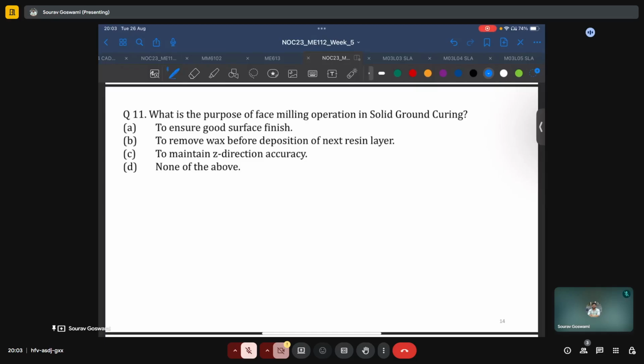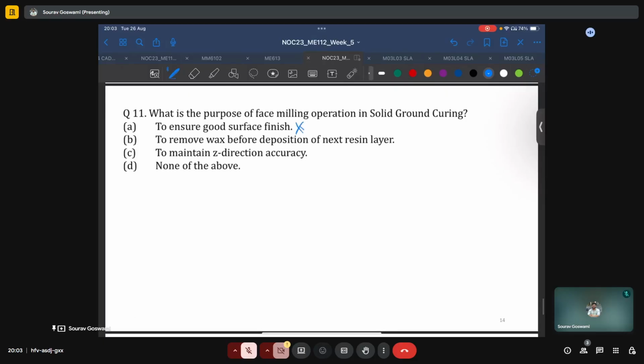The face milling in this case was used to remove the excess wax, but the surface finish is ensured from the deposited material and not the support material only. So option A is not correct. It did remove wax before the deposition of the next layer, but not all of it, because in this case the wax was acting as the support material. So option B is also incorrect. Indeed, the purpose of the face milling step was to maintain the Z direction accuracy.